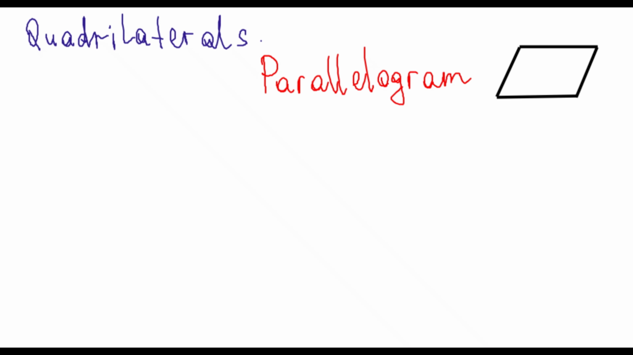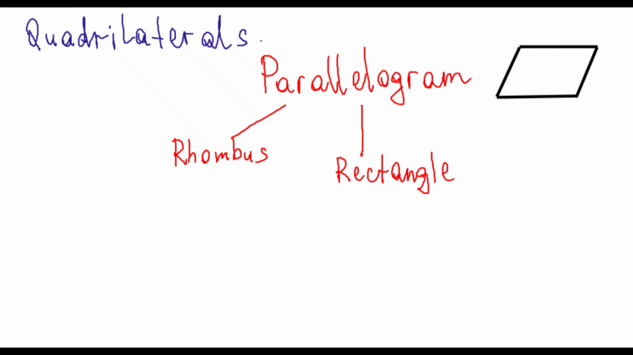Let us talk about parallelogram, as parallelogram is the most popular type of quadrilateral. So parallelogram is also married and he has three sons. This is rhombus, this is rectangle, and square.